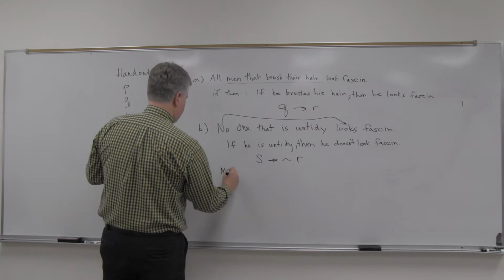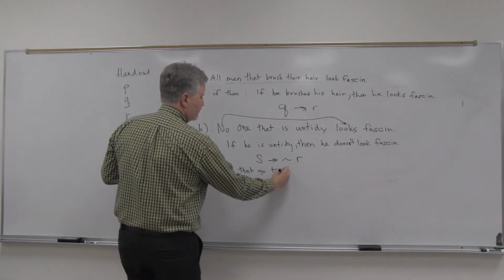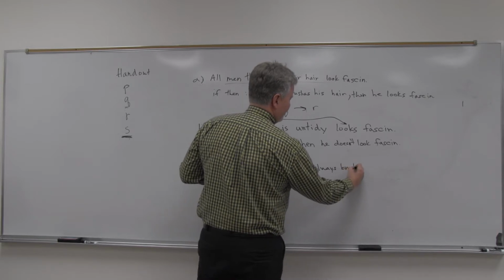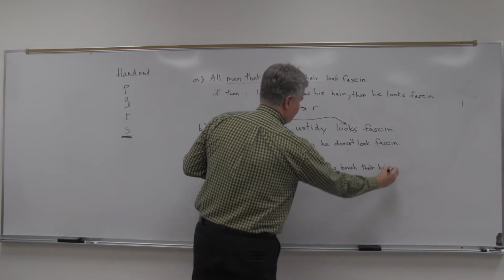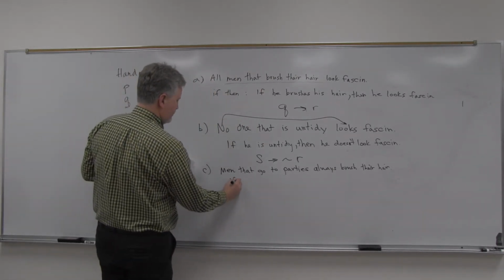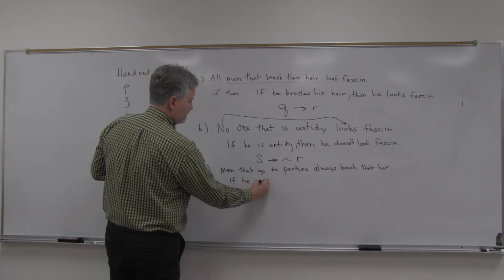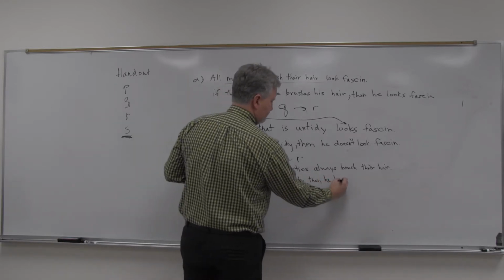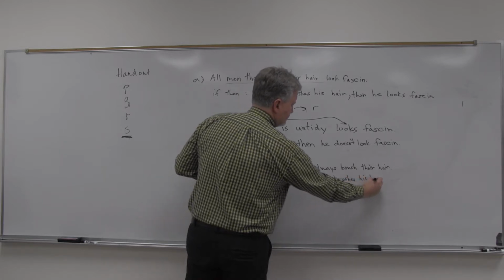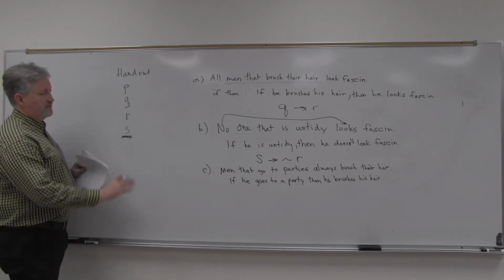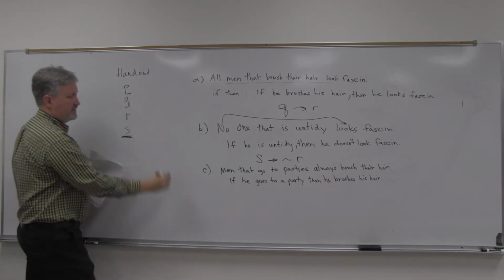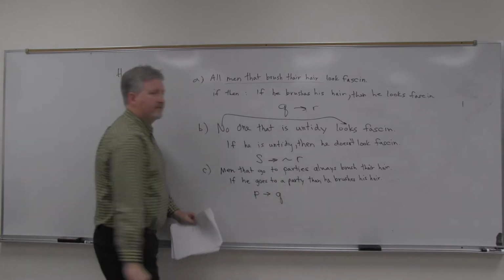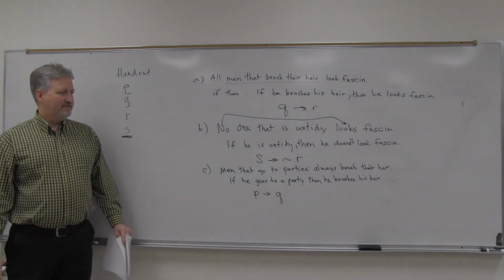All right, so men that go to parties always brush their hair. So if he goes to a party, then he brushes his hair, right? That would be the if-then form of that. Which in symbols would be that he goes to a party, that's the P, and then he brushes his hair, which one's that? The Q? That's the Q. All right. So in symbols, this is what we got.